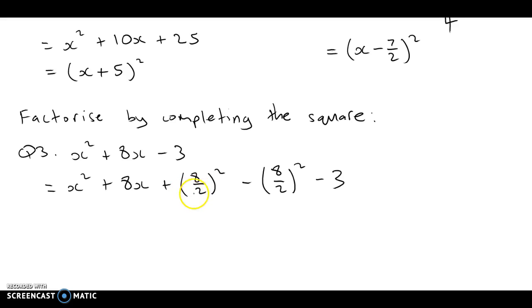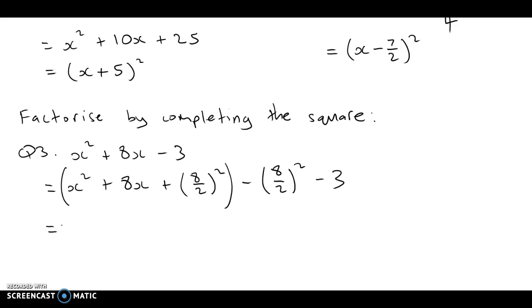We can't just add 8 on 2 all squared and then write minus 3, because that's actually changing the whole expression that we had to begin with. So in order to keep the expression balanced, once we've completed the square here by adding 8 over 2 all squared, we then need to subtract it, 8 over 2 all squared. Now, what I'm going to do to help us is actually put this component here of the expression in brackets, because that is the component where we've created a perfect square.